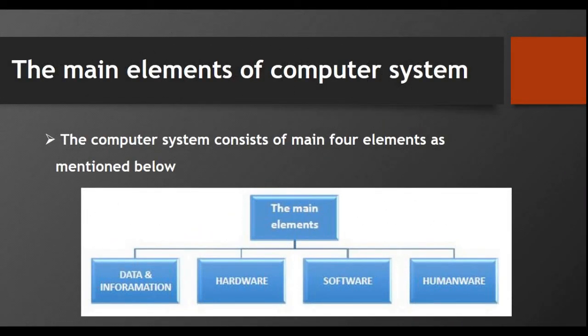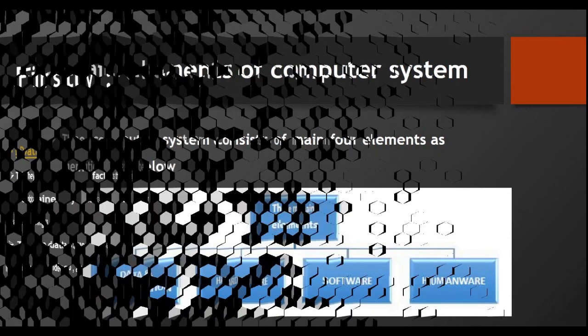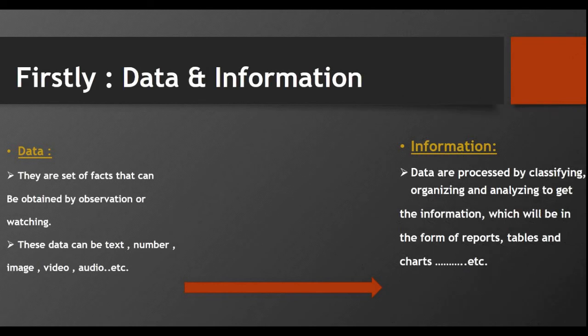The main elements of computer system. As we can see here, basically we have four elements for the computer system. First one is data and information, second one is hardware, third one is software, and last one is humanware. And later on we will get more understanding for each of these four elements. First one is data and information.